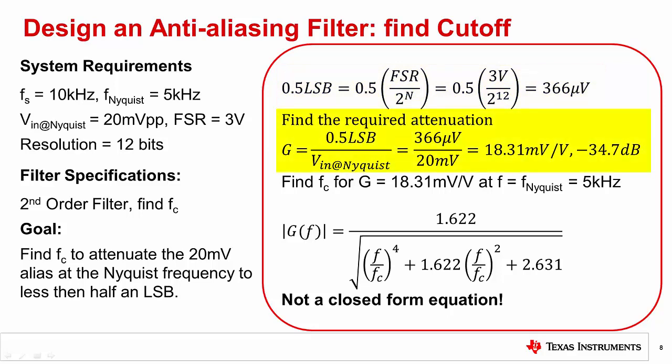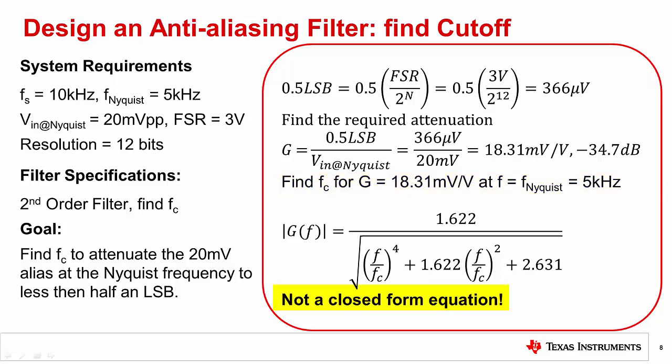The required gain can be calculated by dividing half an LSB by the amplitude of the alias signal. In this case, the gain is 18.31 millivolts per volt, or minus 34.7 dB. The gain equation for a second-order Bessel transfer function is given. We need to solve this equation for 18.31 millivolts per volt at a frequency of 5 kHz.